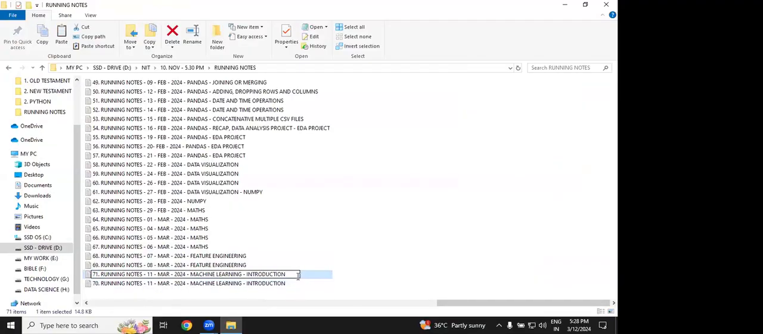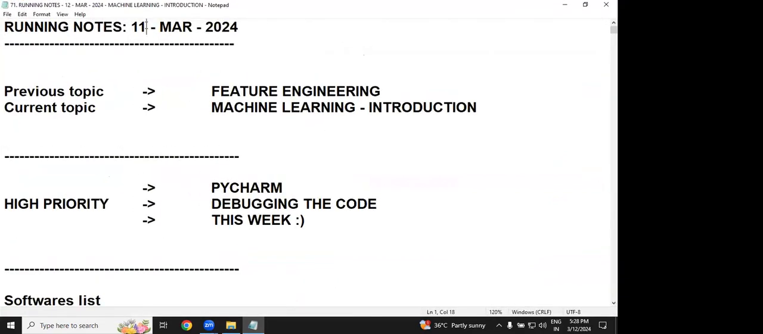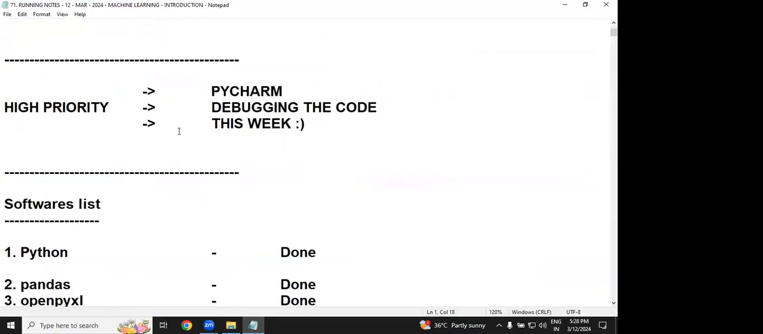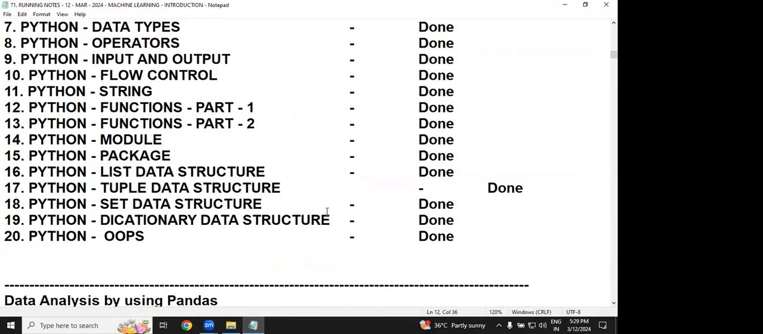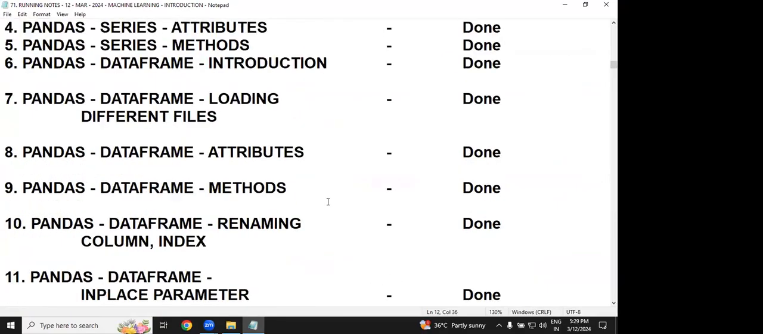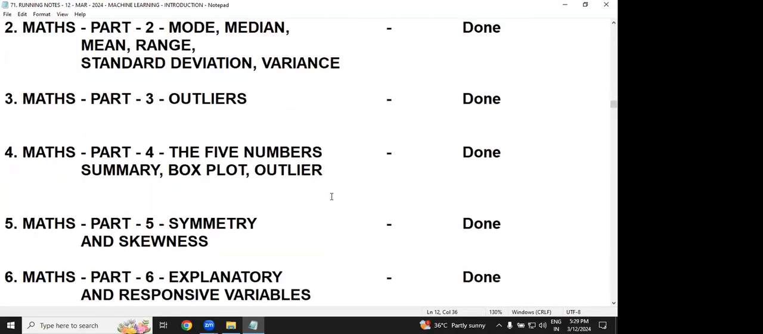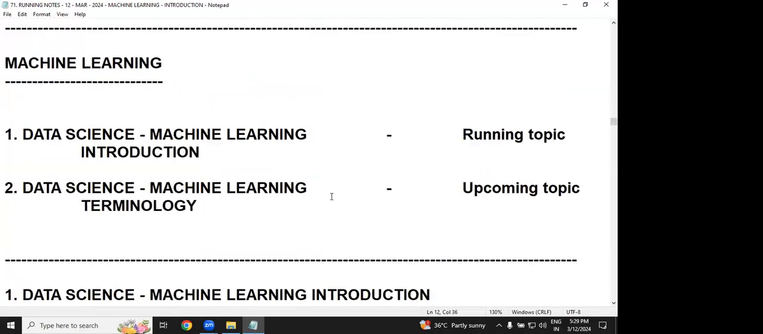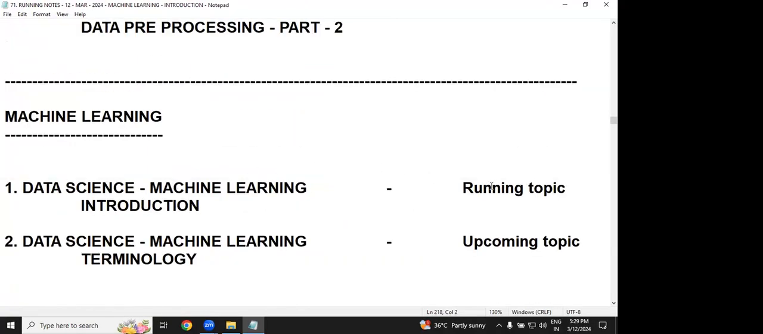Still, we are running with the introduction. Yeah, hopefully today we are going to close and we'll enter into the next topic. We'll see accordingly. Yeah, we need to plan many things for practice. These are all good.